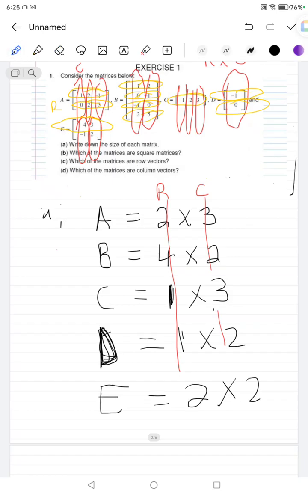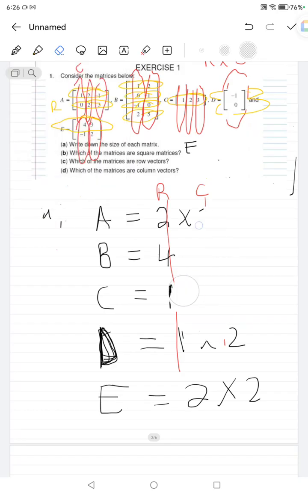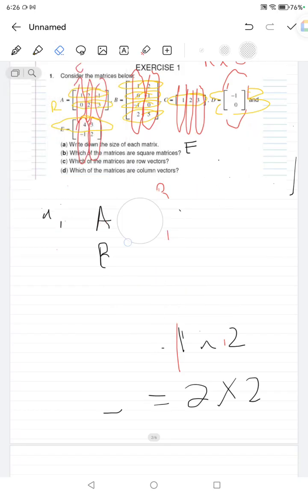So hence you can go and write for your B, which of the matrices are going to be square matrices: this one, your E, which is your 2 by 2. Then your C and your D, they're asking which matrices are row vectors. Your row vector is basically going to be your C. Then which of those are going to be your column vectors? This is going to be this last one, your C and your D. As simple as that. Then let me just erase this.